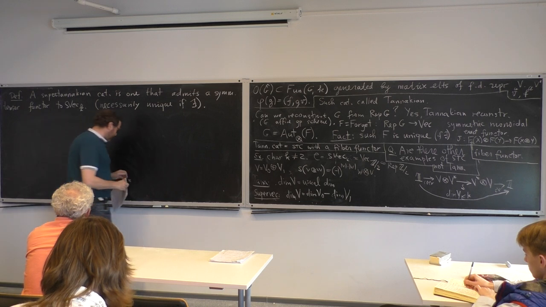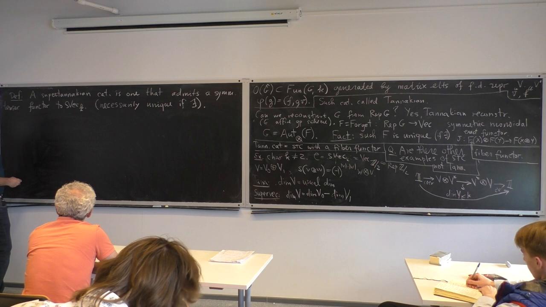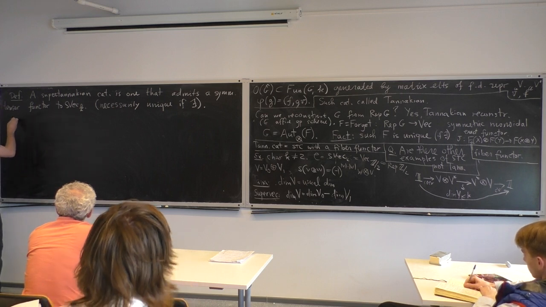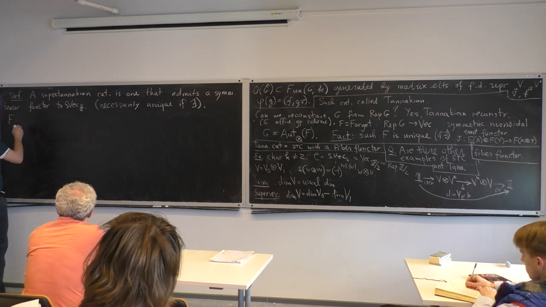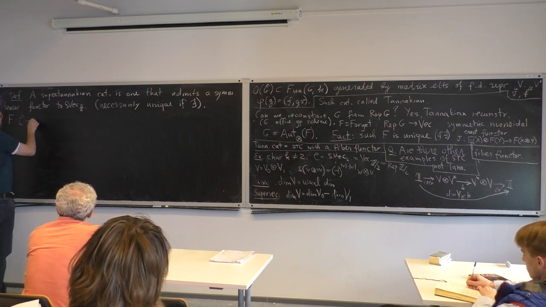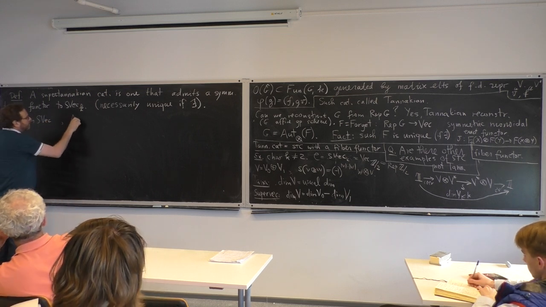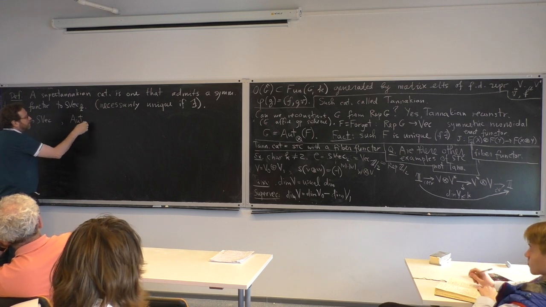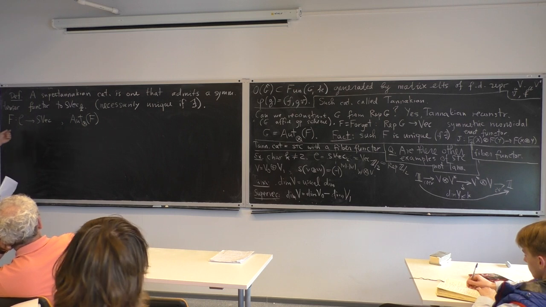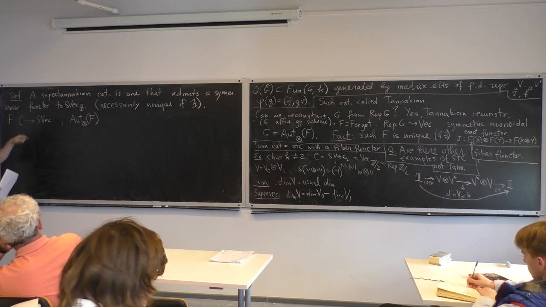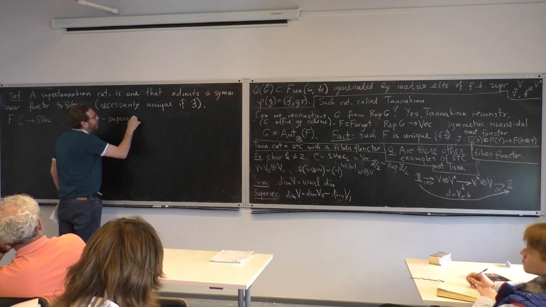What is the analog of Tanakian reconstruction? You can take F, the forgetful functor from C to super vector spaces, and then take its tensor automorphisms. But in this case, it will be a scheme already in this category. So it's going to be a supergroup scheme.